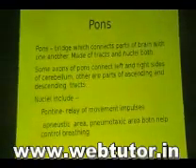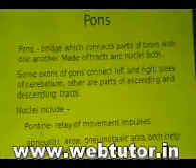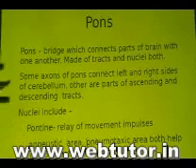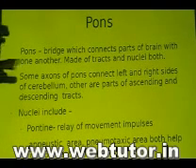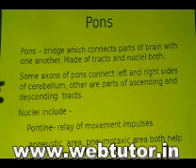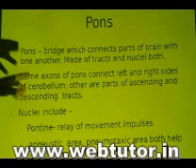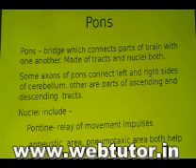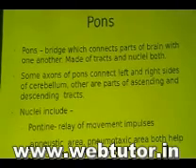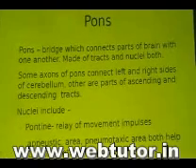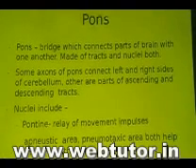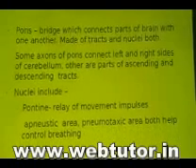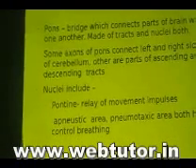The word pons itself means bridge. So it's a bridge which connects parts of the brain with another. It is made up of tracts and nuclei both. Some axons of pons connect left and right sides of cerebellum. The left and the right hemispheres are connected to each other by certain axons. And other parts of ascending and descending tracts, all of them are passing through your pons.